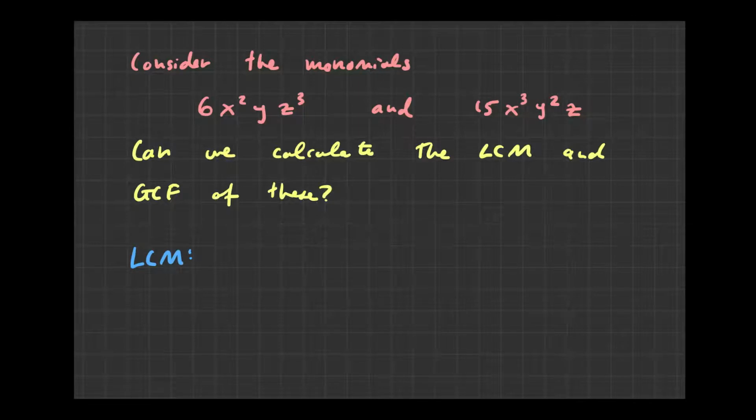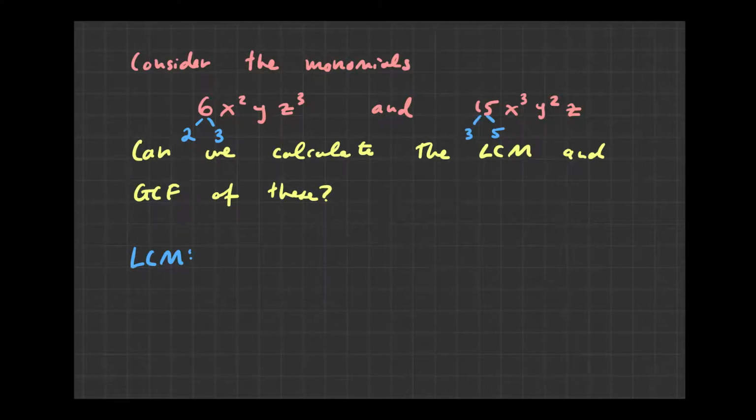Let's see if we can figure out what the LCM of the coefficients is. This is something that we have done quite a bit of, right? But let's just remind ourselves a little bit about how this works. So I'm going to split 6 up, just to remind ourselves, that's 2 times 3, right? And 15 is 3 times 5.